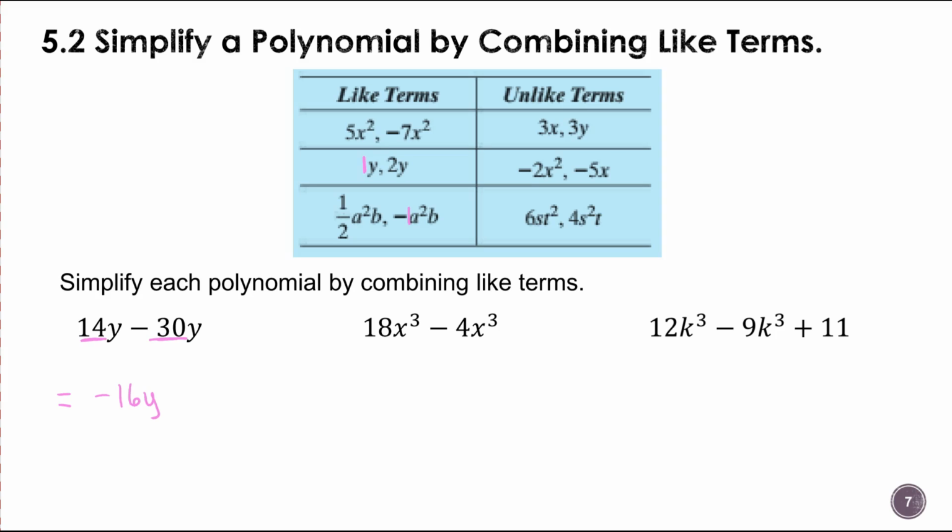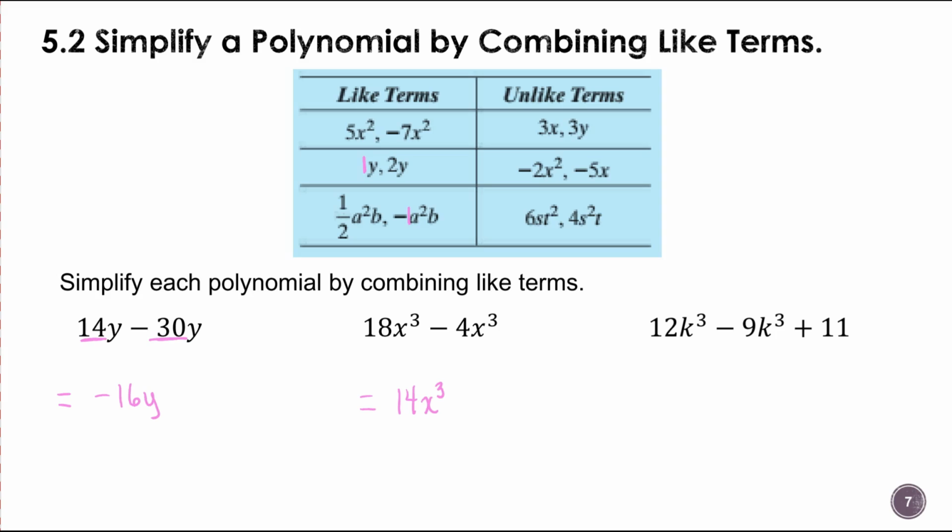On the next one, both of them are x cubed, or x to the third power. A lot of times those are called cubes. And I have an 18 minus 4. So on this, 18 minus 4 is 14. And then I just put the x cubed. Remember, the variables do not change. We are simply combining the coefficients of any terms that are the same, or like terms.